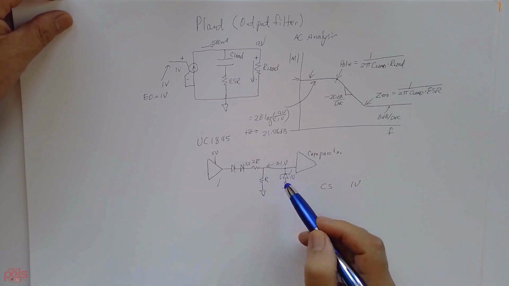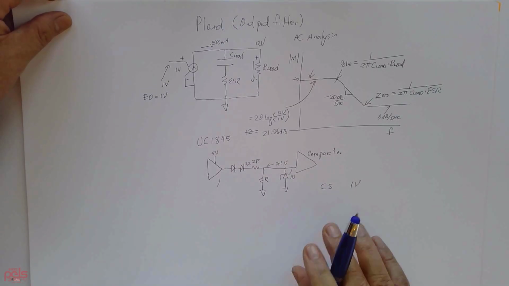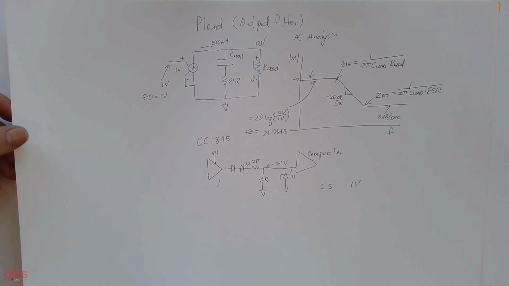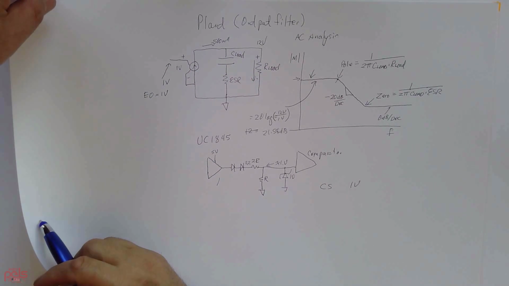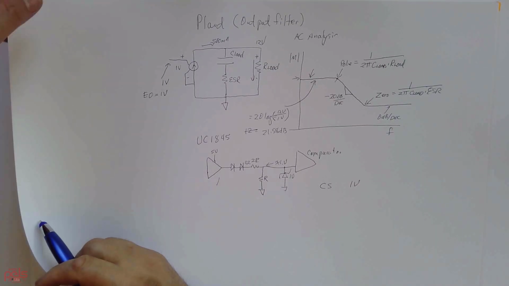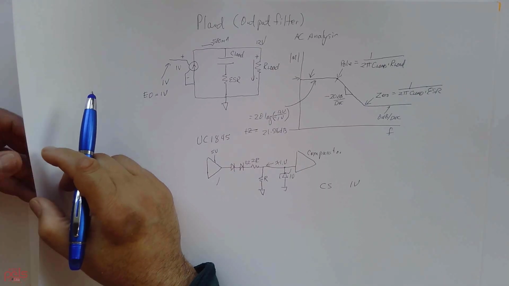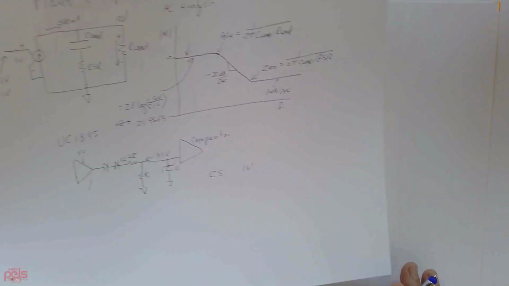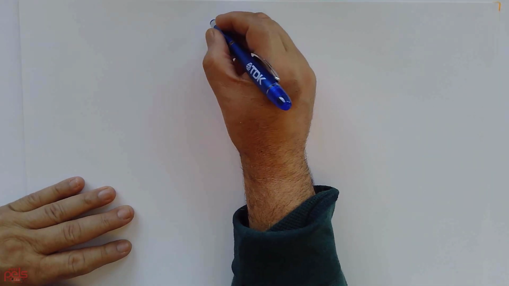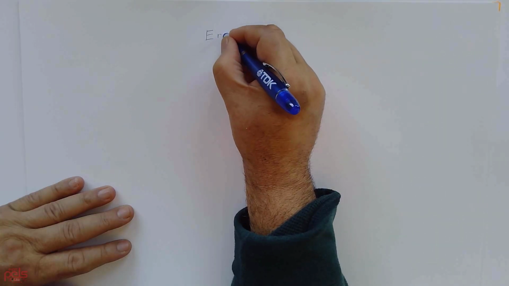And you gotta remember also, we'll go back to the error amp. There's another issue that I want to talk about, the reference volt, because the reference volts on some are 5 volts and some are 1.2 and some are 5 and 2.5. So this is the plant or the output filter. And then the next set is the error amp.